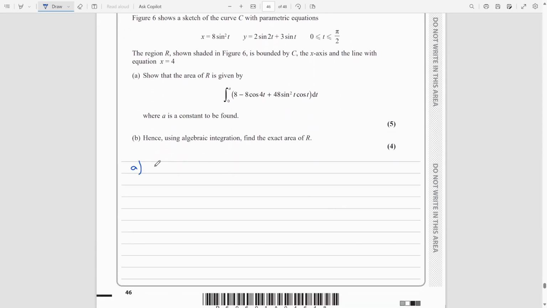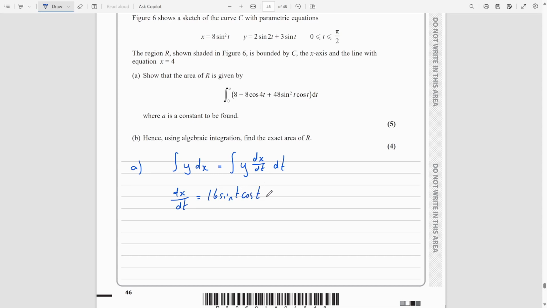So the formula to use is that the integral is, well, normally it's y dx. For parametric equations, we use y dx by dt times dt. So we need to work out what dx by dt is. So dx by dt, we'll just differentiate this. Using the chain rule, we get it's sine t all squared. So that's 16 times sine t cos t.